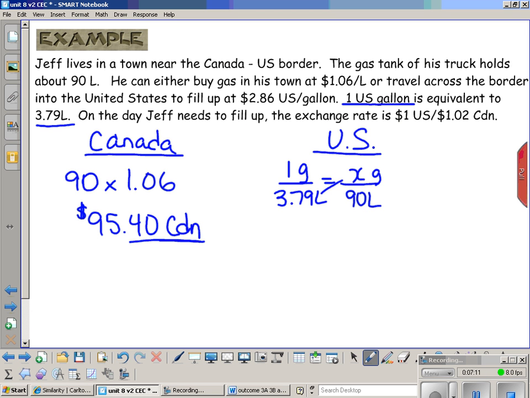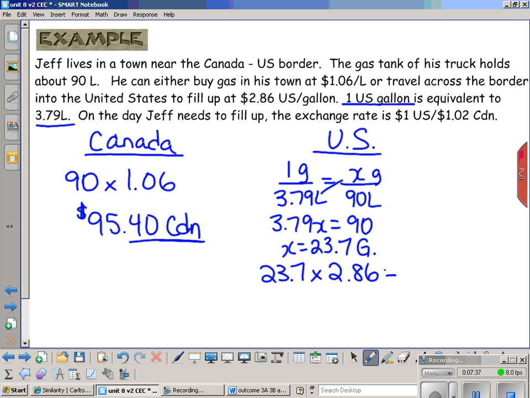So we need to find out how many gallons that would be. So we do the multiplication. We're going to have 3.79x equals 90. Divide 90 by 3.79. He is going to need 23.7 gallons. So now we can determine 23.7 gallons at $2.86 per gallon. It is going to cost him $67.78 US.